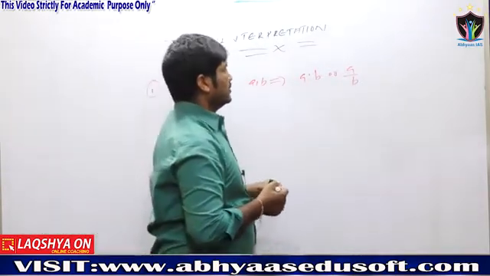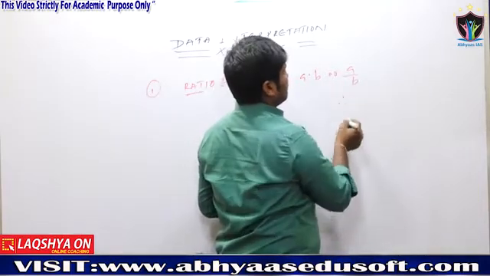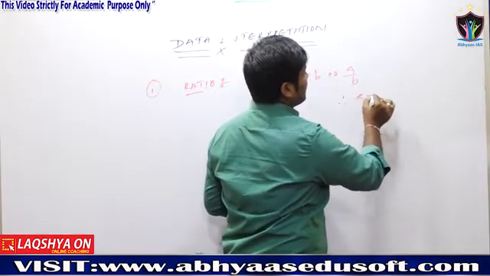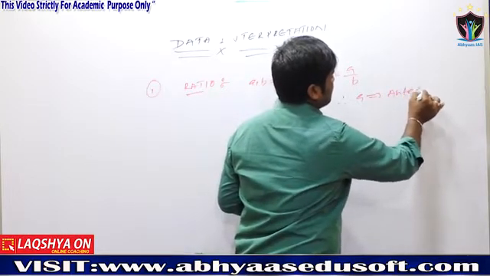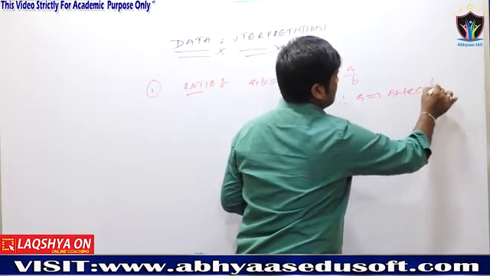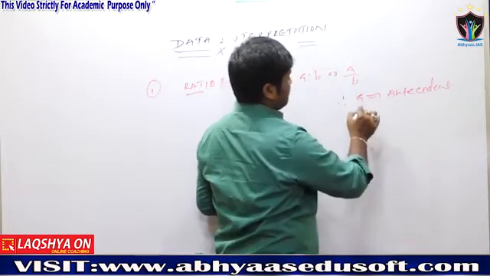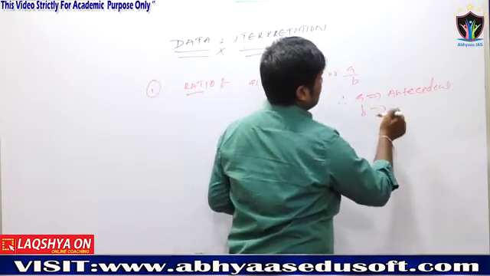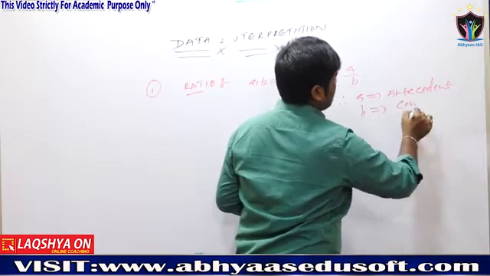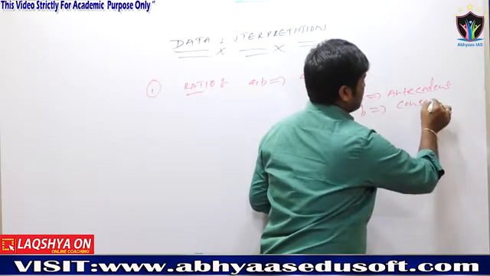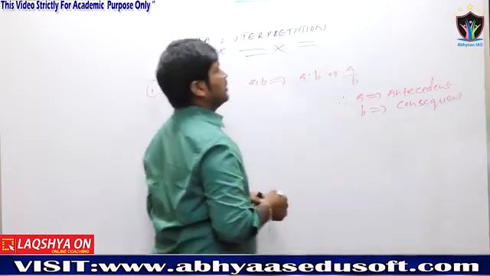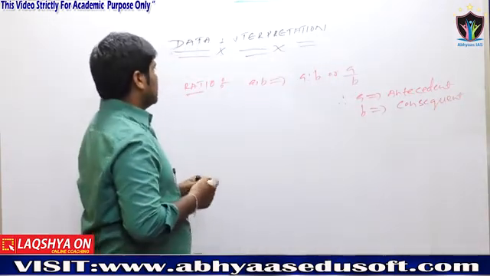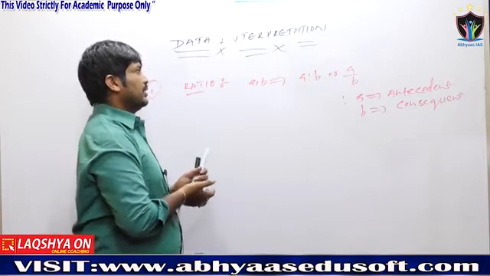Here A is called the antecedent, and B is called the consequent. So this is called ratio.